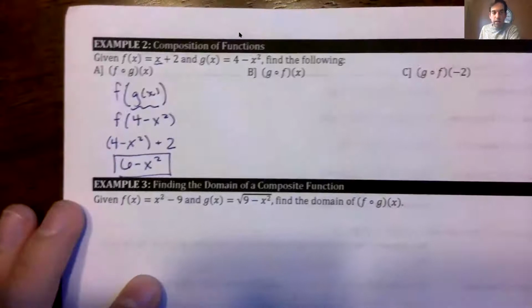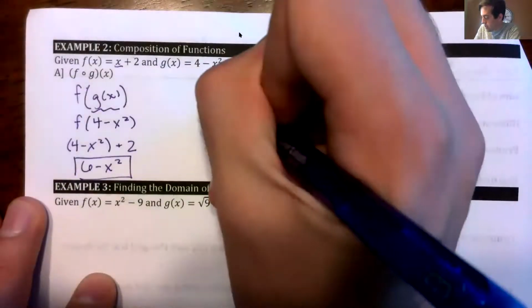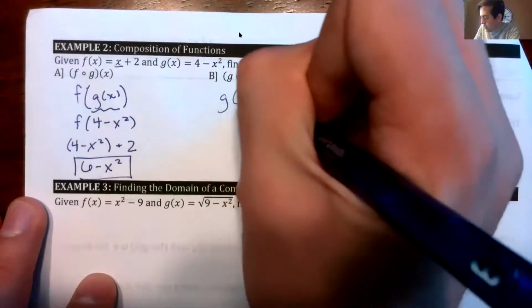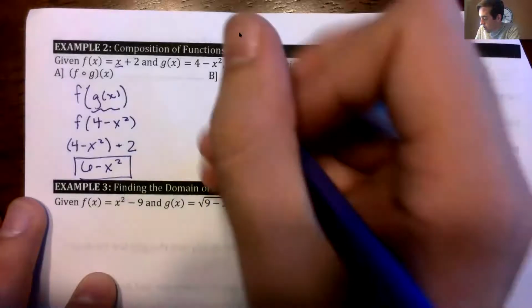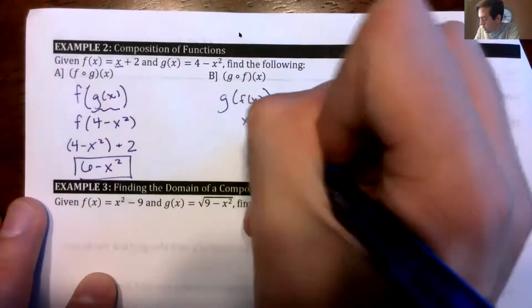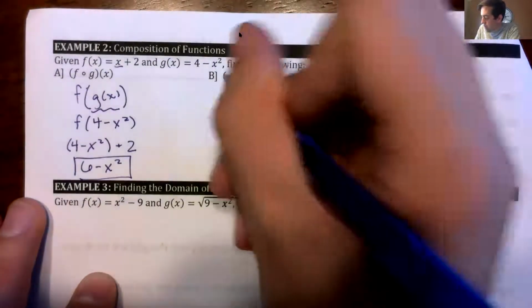In letter B, we're going to find g of f of x. Now, if we just switch the order, it doesn't necessarily mean that we're going to get the same answer. So let's test this and see what we get. First, we start on the inside. We plug in f of x, which is x plus 2. And now we plug x plus 2 in for x in g of x.